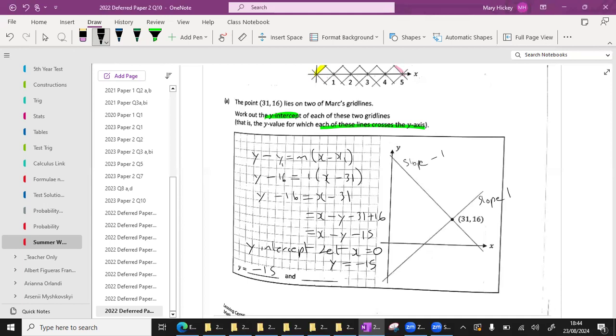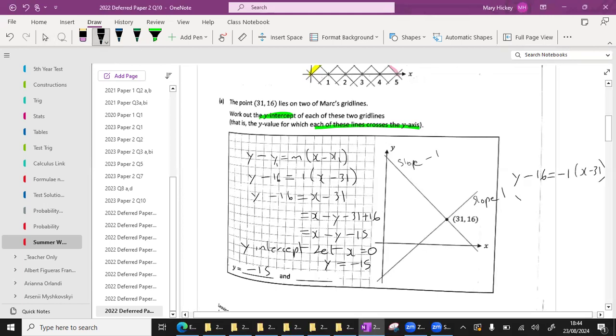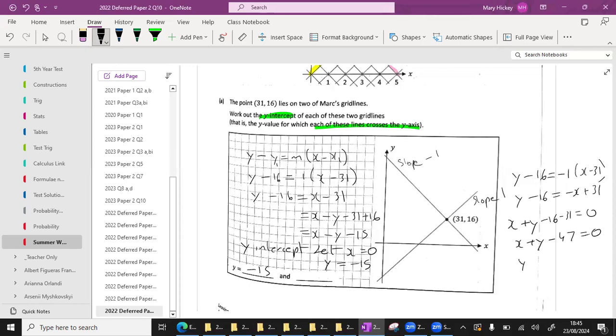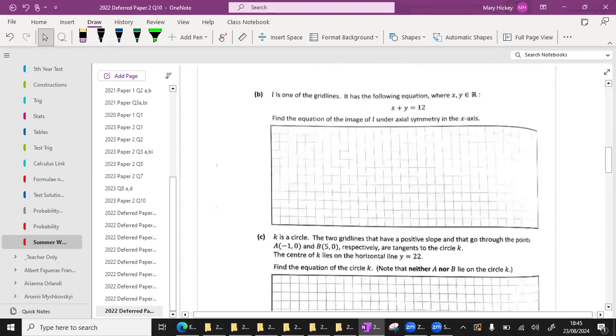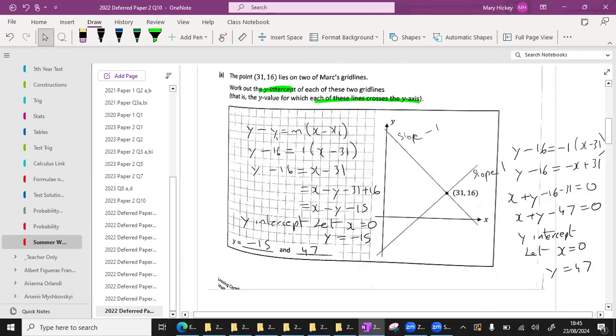Now, the other one, if you were to rethink this for a second, put the slope as -1 for the downward line. So y minus 16 equals minus x minus 31, so you end up with x plus y equals 47. Now, again, if I'm looking for the y-intercept, if I let x equal 0, then y is 47. So the second answer is, in fact, 47. In terms of the graph, what we're basically saying is that's -15 and that's 47. That is where it crosses the y-axis.